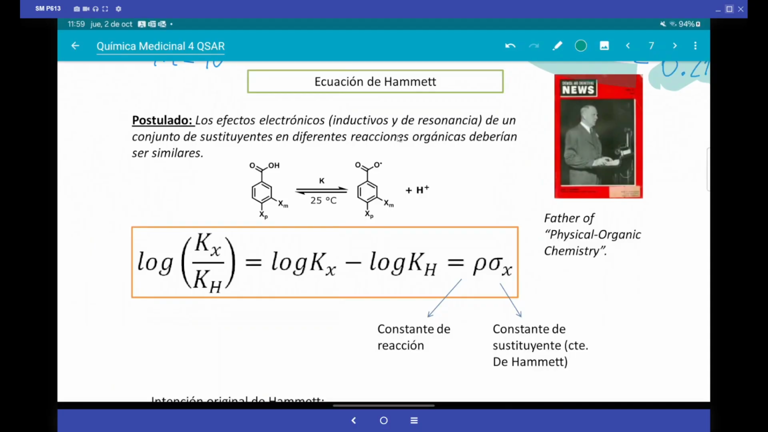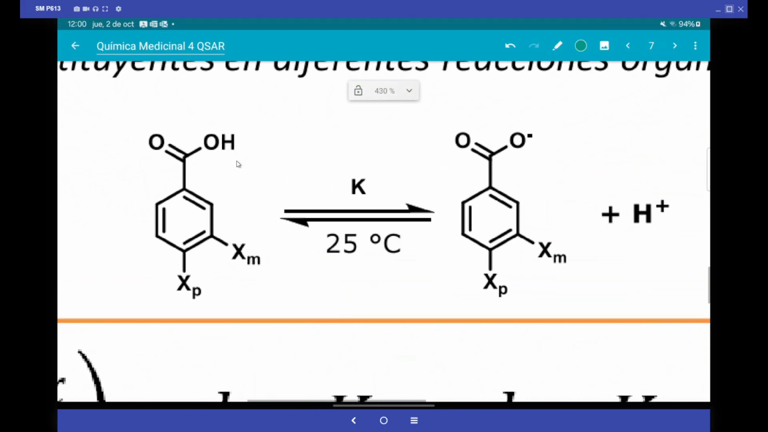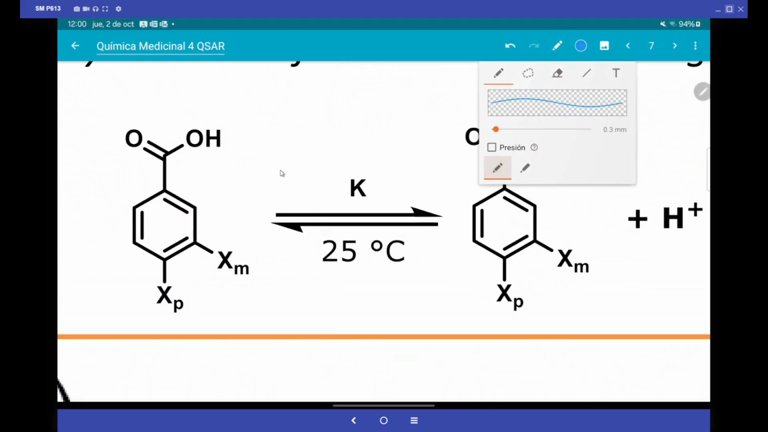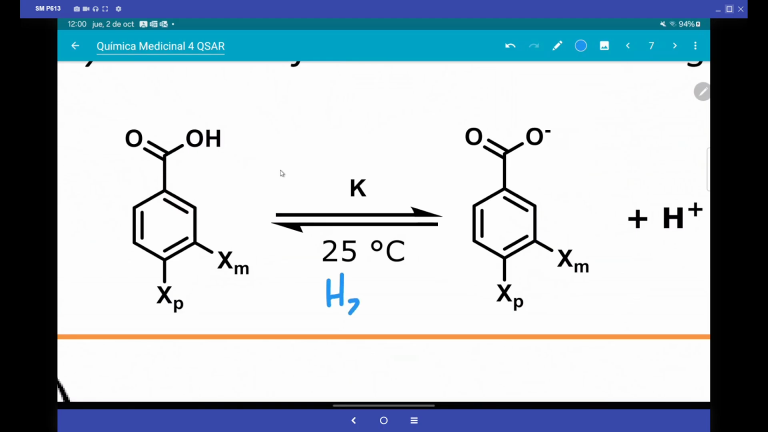Well, we are going to approach the concept of Hammett's constant. And for that, we are going to study the dissociation of benzoic acid. Well, benzoic acid is an acid that releases a proton in aqueous medium, then it is a process of ionization. In aqueous medium, benzoic acid is able to deliver a proton to water at 25 degrees Celsius.